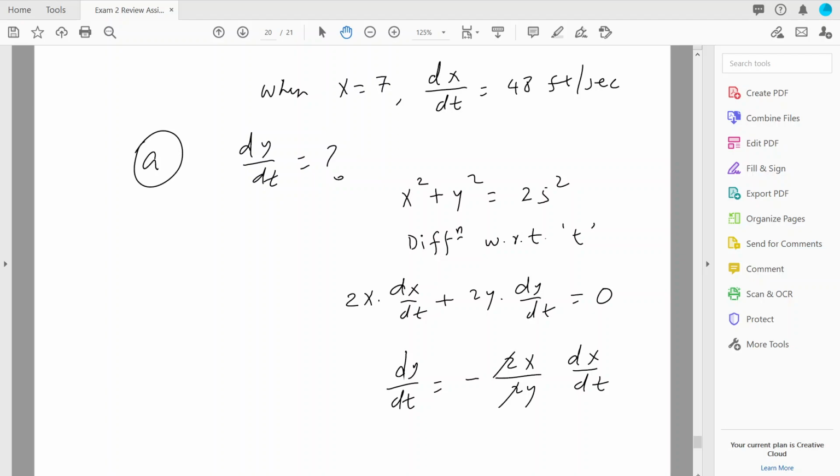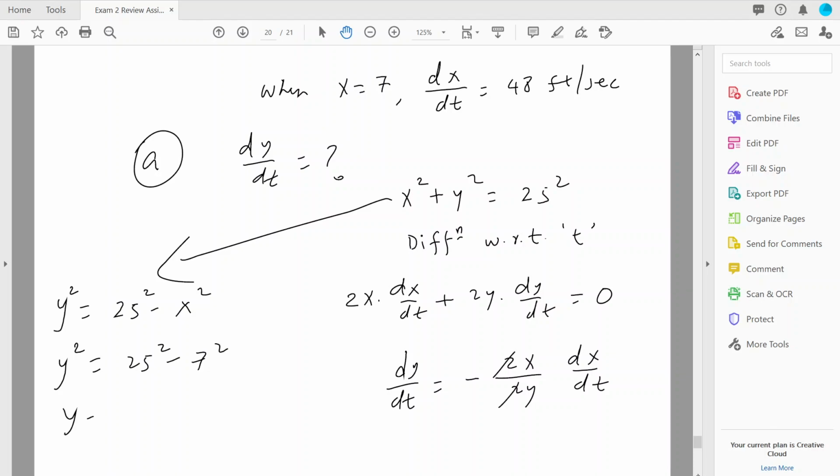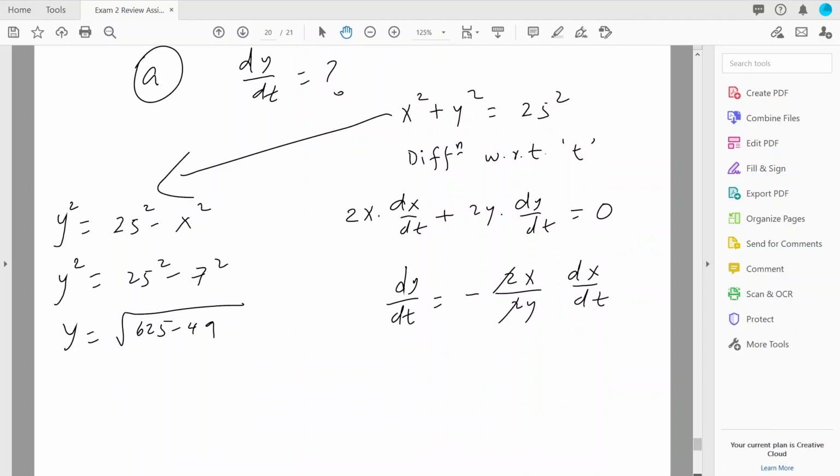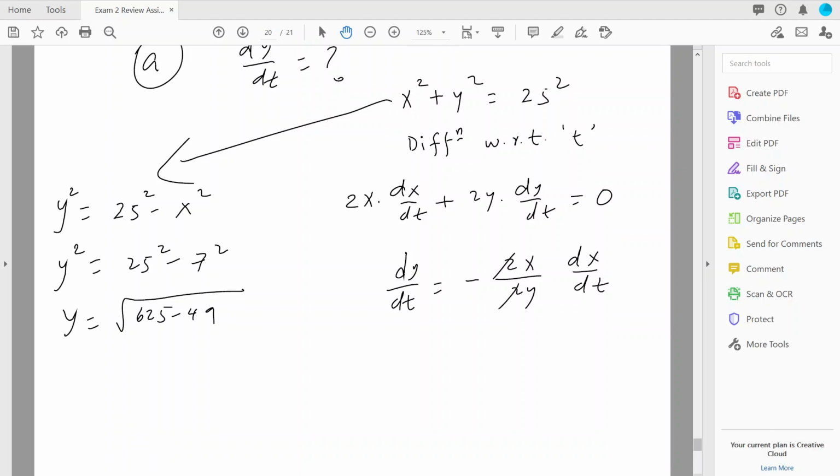We know the value of x is 7, dx over dt is 48, but we don't know the value of y, but we know this relation. So let's find out what happens to y when x is 7. y squared is 25 squared minus x squared. So y squared is 25 squared minus 7 squared, so y would be the square root of 625 minus 49. Let me find that: 625 minus 49 is 576, and the square root of that number is 24. So when x is 7, y would be 24.